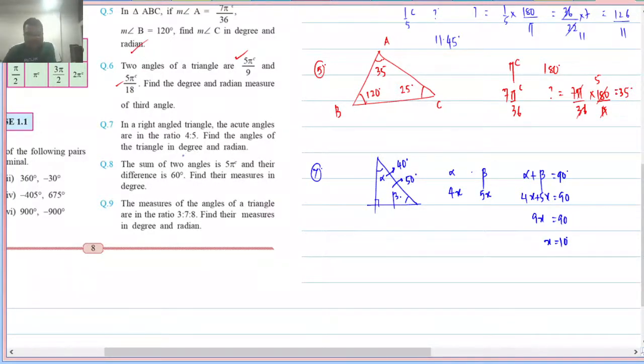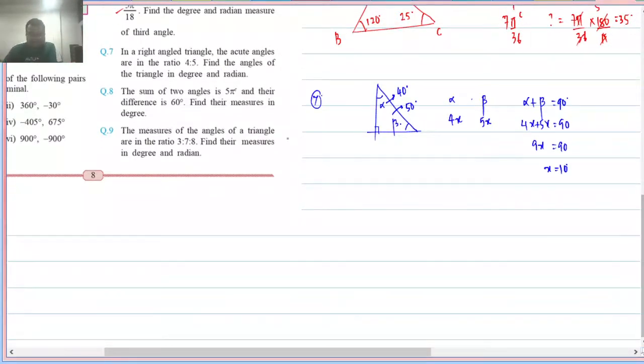Find the angles of the triangle in degree and radian. We know, okay, how to find in radian. Sum of two angles is 5 pi and difference is 60. Find the measure in degree. Question number 8. Sum is 5 pi. We know that pi radians is 180 degrees. 5 pi radians is 5 into 180, which is 900 degrees. So sum of two angles is 900 degrees and their difference is 60. Alpha minus beta is 60.